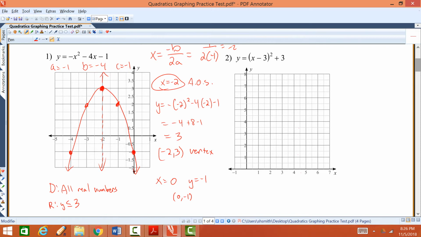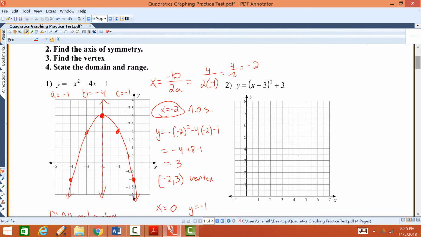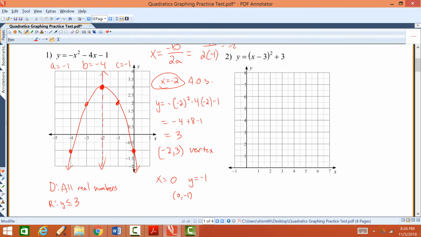Okay, so that's standard form, which is probably the hardest one. The next one is vertex form. So in vertex form, the vertex is h, k. So h is 3 because it's the opposite, and k is 3. So the vertex is 3, 3. And the axis of symmetry is x equals 3.